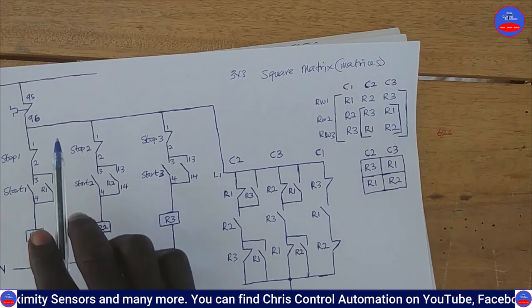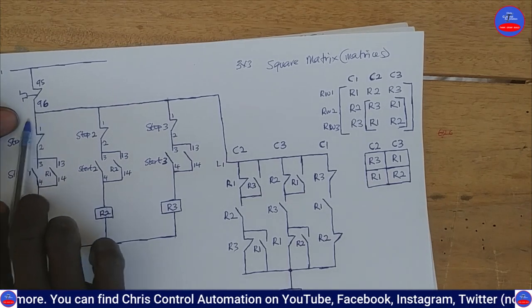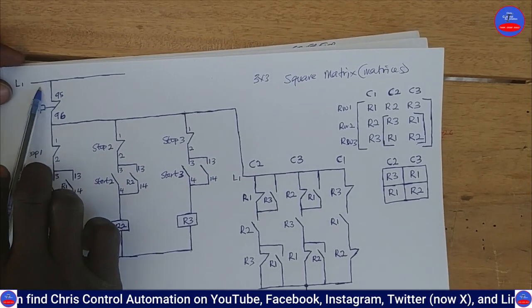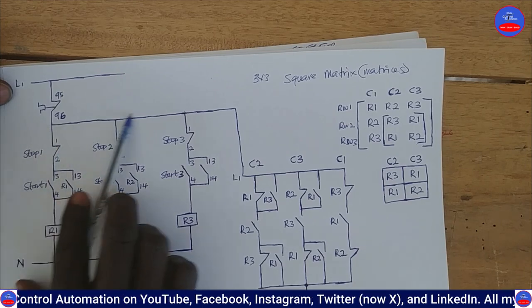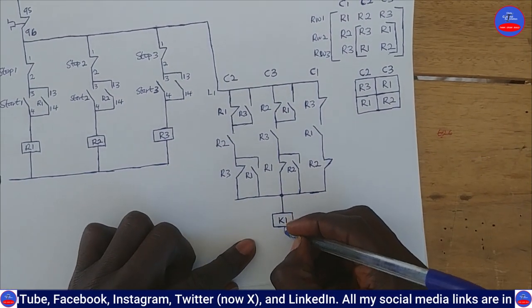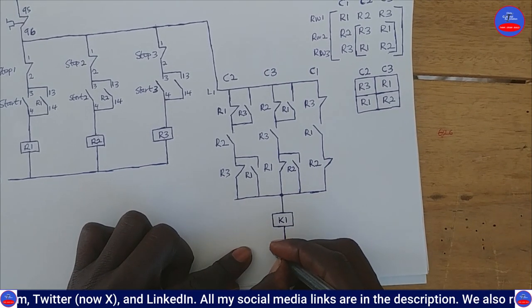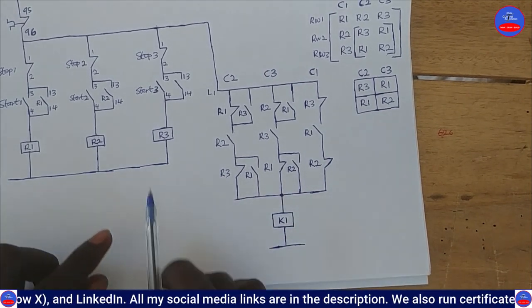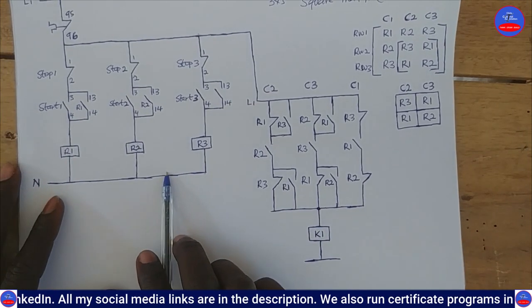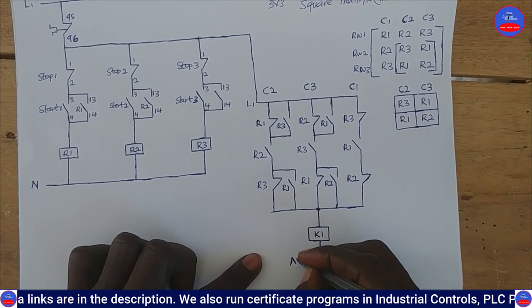Okay, the same line, but this one will be from the overload, not from the input. It should be from the output of the overload. Yeah, and then the contactor, we have neutral. So this neutral is the same as this main neutral. Let me write here, neutral.